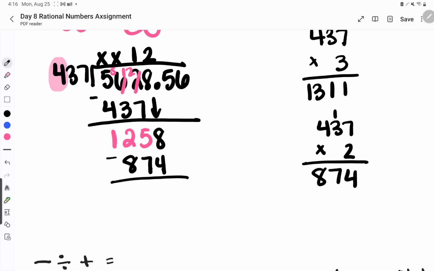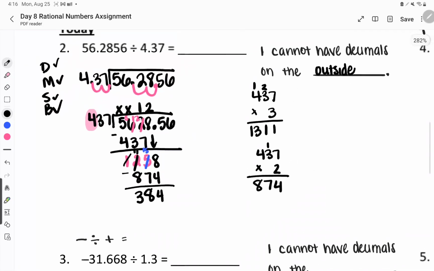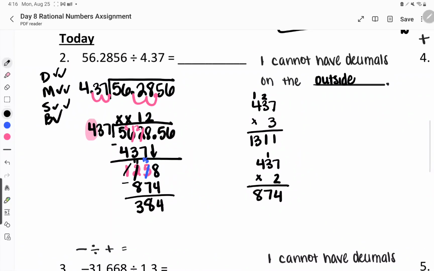Subtract, 8 minus 4 gives me 4. This 5 right here will turn into a 15, and then 15 minus 7 gives me 8. Since we borrowed from that, that turned into a 1, and then 1 minus 8 we can't do, so that's going to turn into 11, and that'll turn into a 0. 11 minus 8 gives me 3. So we just divided, multiplied, and subtracted. The next step is to bring down.